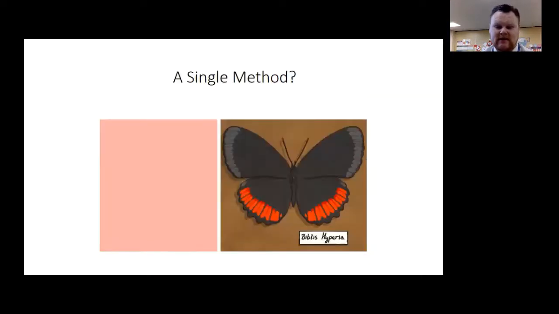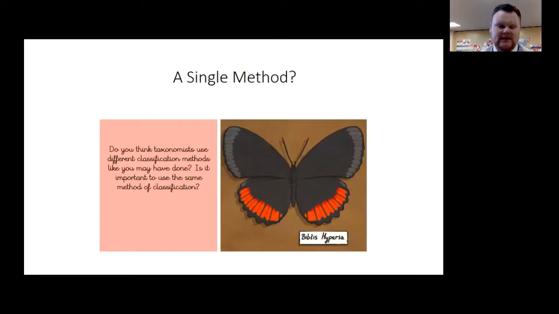A single method? Do you think taxonomists use different classification methods like you may have done? Is it important to use the same method of classification? In your next lesson, you'll find out about the standard method of classifying living things.